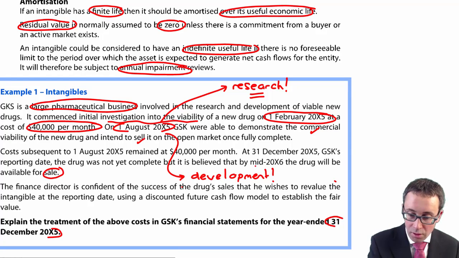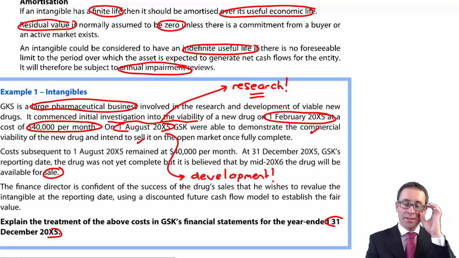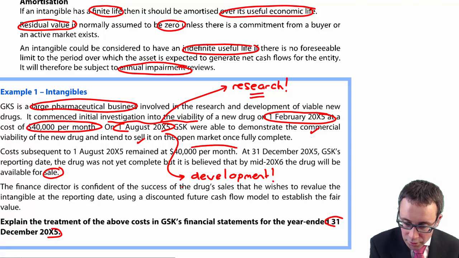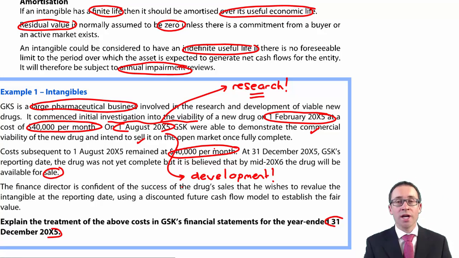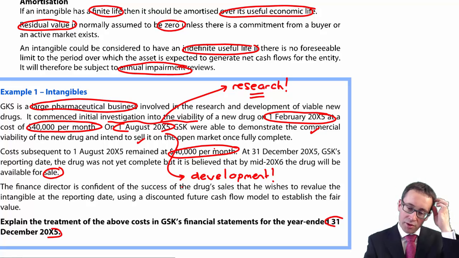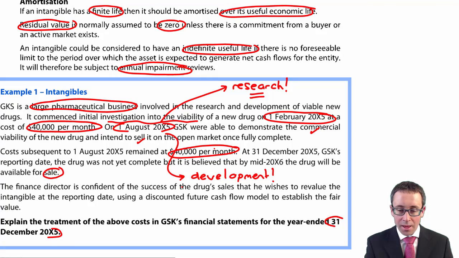Development, isn't it? So therefore, what we're going to go through and do is capitalize, isn't it? Okay, so we're going to capitalize how much? $40,000 per month. The cost does not change. Okay, it's the same as it was previously. And it says, a little bit of extra information, I suppose. In December, it was not yet complete, so it is not ready for use. So therefore, we do not amortize it, do we? Okay.